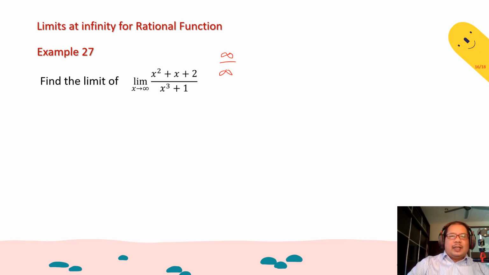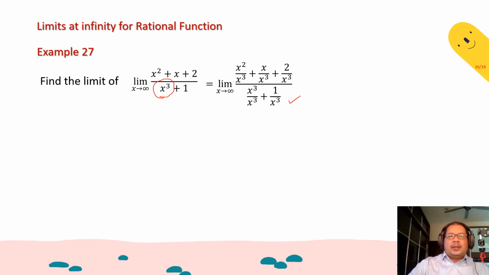We divide by x, the highest power of the denominator. That means you divide by x cubed. So x squared over x cubed plus 2x over x cubed plus 2 over x cubed, over x cubed over x cubed plus 1 over x cubed. Simplifying, you get 1 over x plus 1 over x squared plus 2 over x cubed, over 1 plus 1 over x cubed.